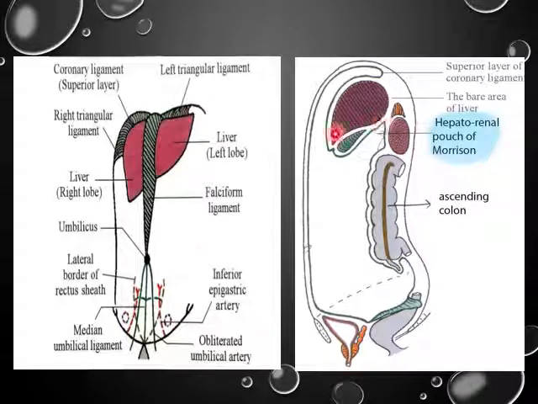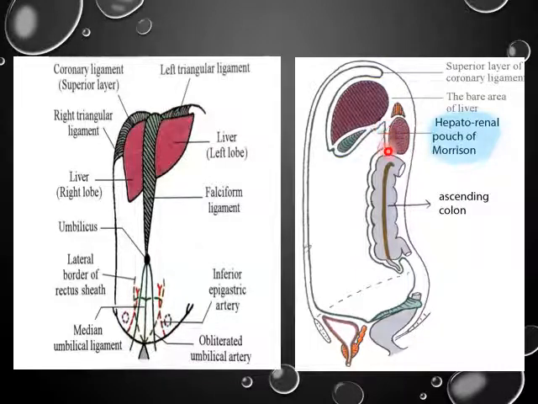Now after covering almost the whole of the liver, it descends downwards. So this one is the right kidney. It is covering the anterior surface of the suprarenal gland and the right kidney and then descends further downwards. The one thing you have to notice, a very important thing here, is a small pouch which is formed in between the liver and the right kidney.